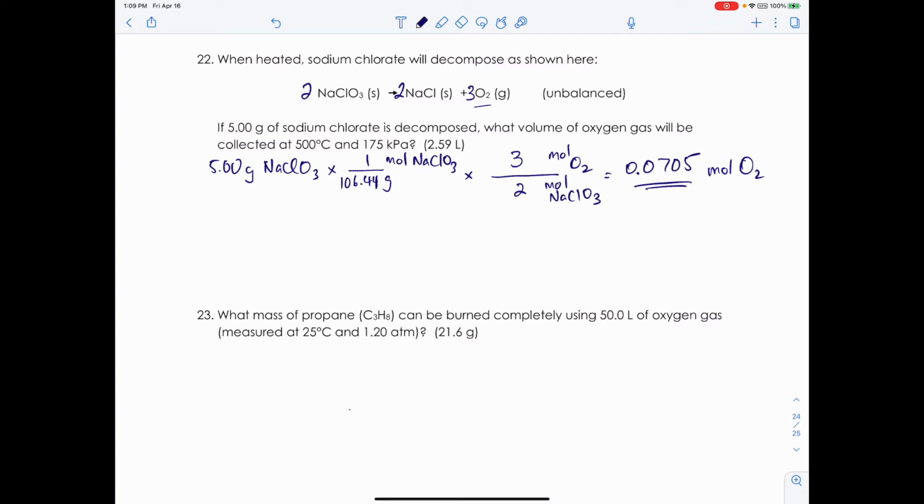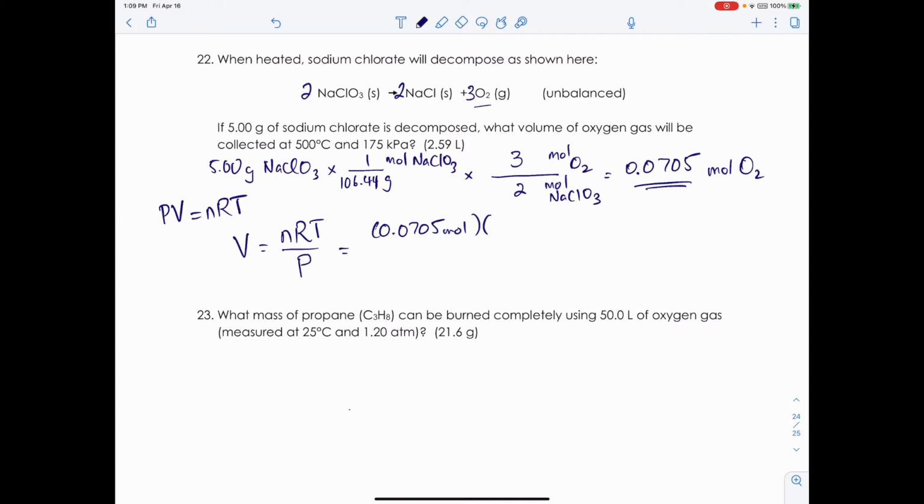Now that we have the moles, we can go to the ideal gas law. PV equals nRT, and we're looking for volume, so volume is nRT divided by P. We know the moles, we know the temperature, we know the pressure. We'll use the appropriate value for the ideal gas constant, R, and then we'll have the volume. So let's put our moles in, 0.0705 moles. Now, which R value should we use?